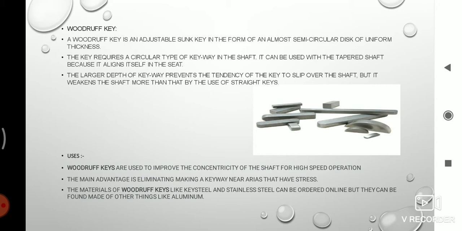Use. Woodruff keys are used to improve the concentricity of the shaft for high-speed operation. The main advantage is eliminating milling a keyway near the ears that have stress. The material of woodruff keys like steel and stainless steel is common, but they can also be found made of other materials like aluminium.